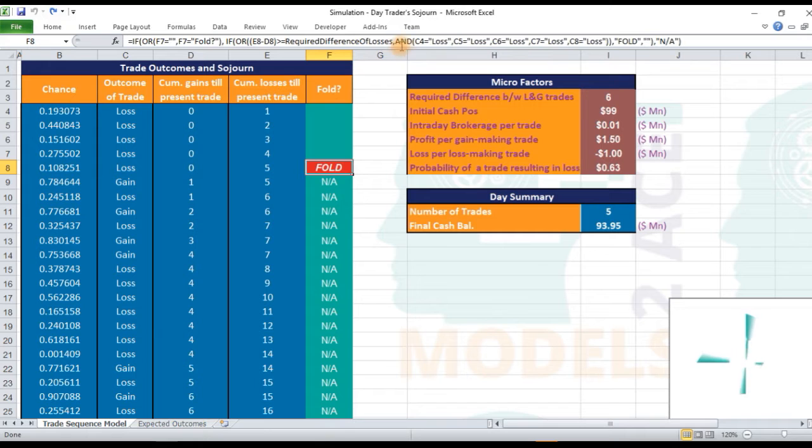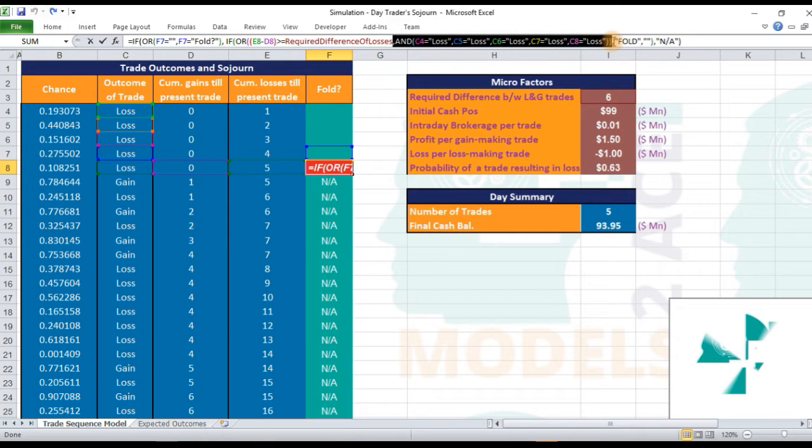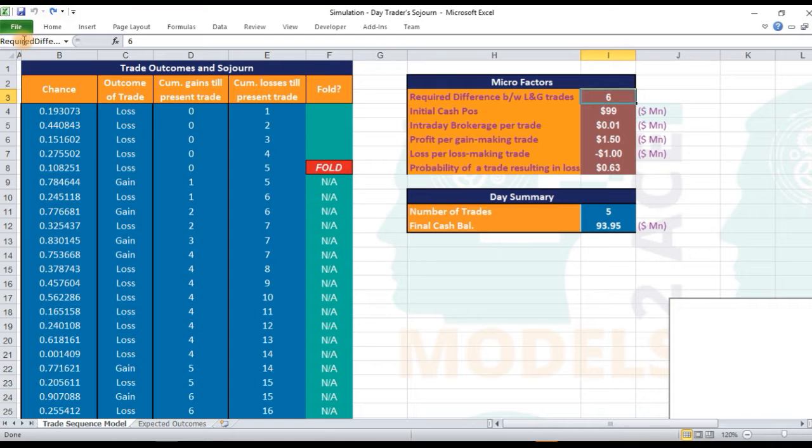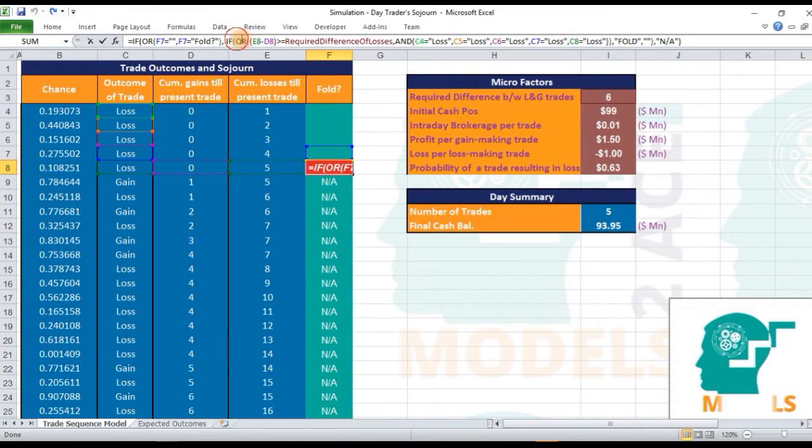This end condition checks if the preceding 4 trades as well as the current trade have resulted in consecutive losses. Recall that this was one of the exit conditions for the trader. This condition checks if the number of cumulative losses till the current trades exceeds the corresponding number for gains by 6. If either of these two conditions is met, the cell is filled with the text fold, and all subsequent cells in this column are marked as not applicable, since the sequence of trades gets terminated with the row containing fold.